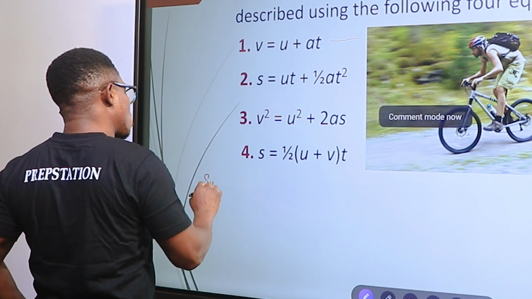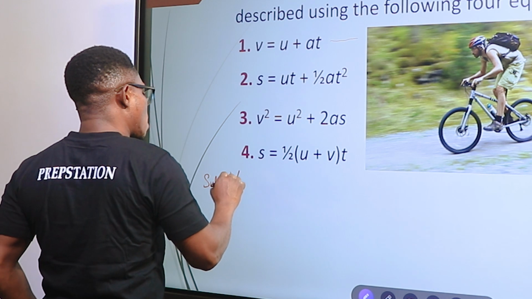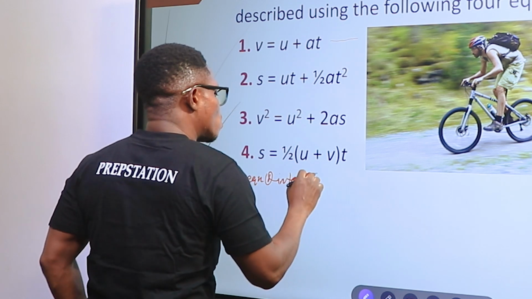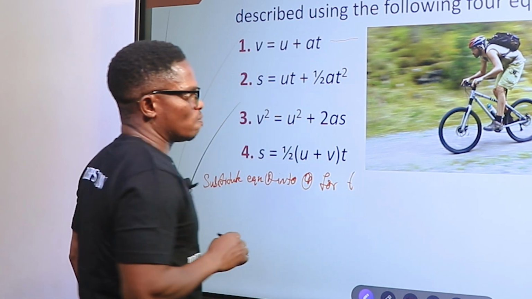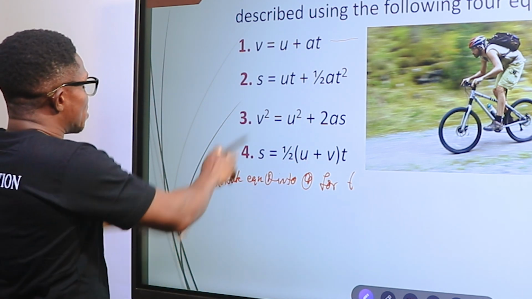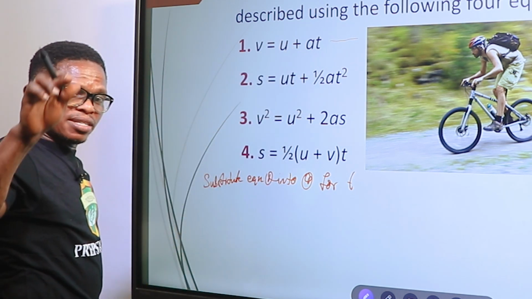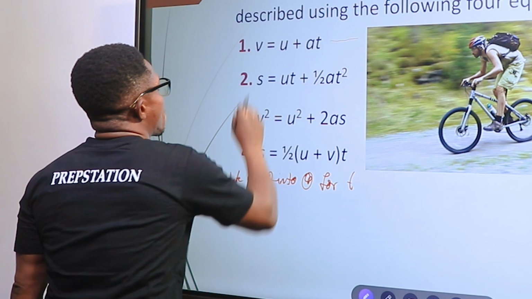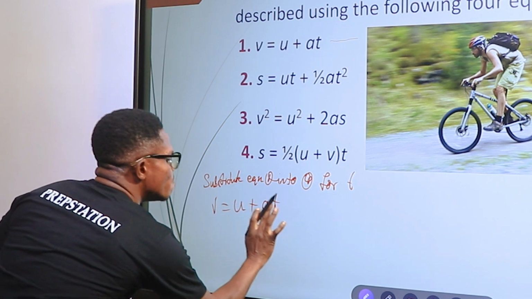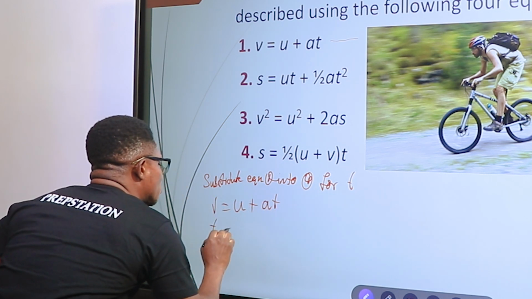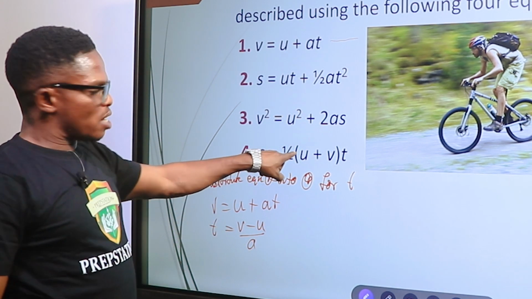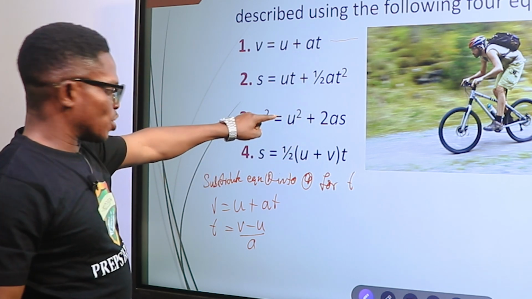But this time around, I'm going to substitute equation 1 into 4 for t. I'm substituting equation 1 into equation 4 for what? For t. So that means I have to go back to equation 1 and make t the subject of the formula. So let's do it together. So here you have V is equal to U plus AT. So if you make T the subject of the formula, then you have T equals V minus U over A. So substitute this into equation 4 to get equation 3.